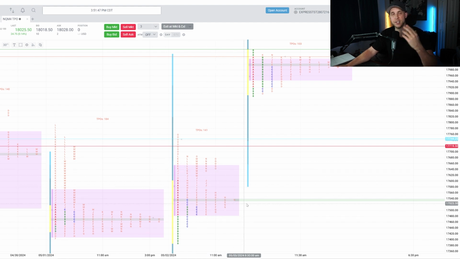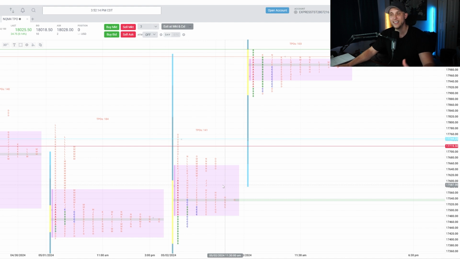Value area is where 70% of business has been conducted on the trading day. So on May 2nd, 70% of business on the NASDAQ here was traded between 17,653 and 17,482. That is 70% of business being conducted.